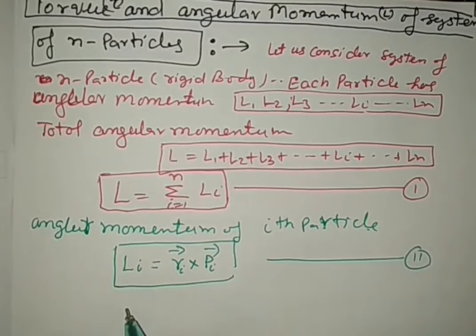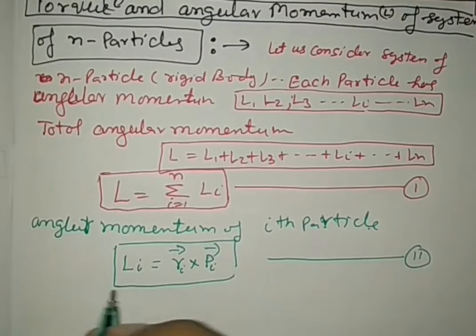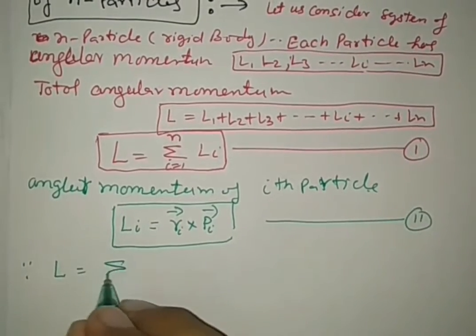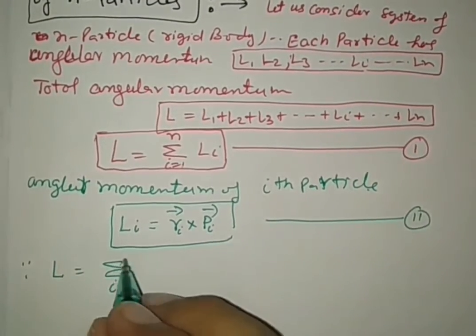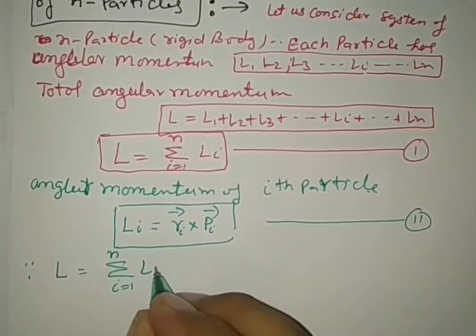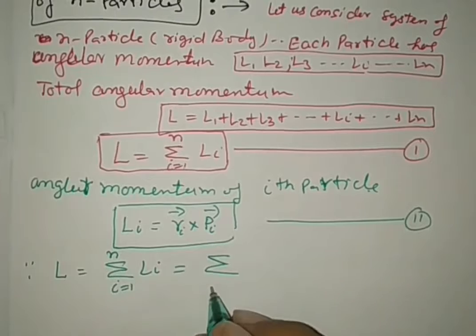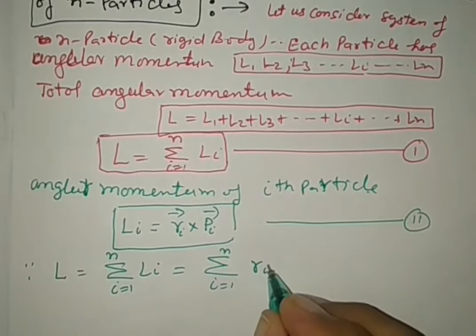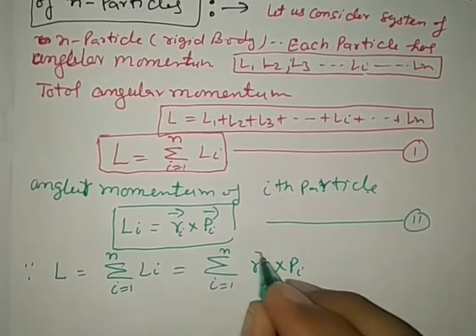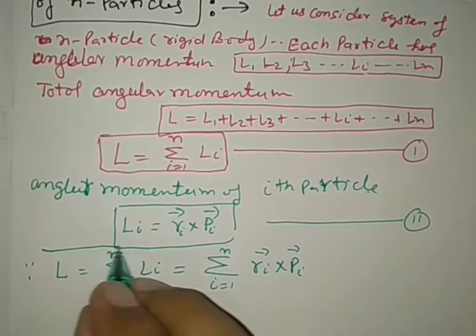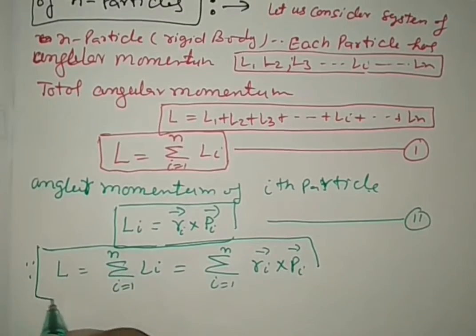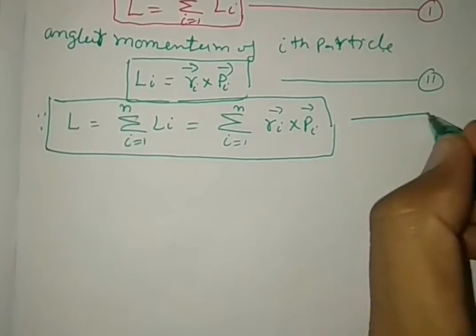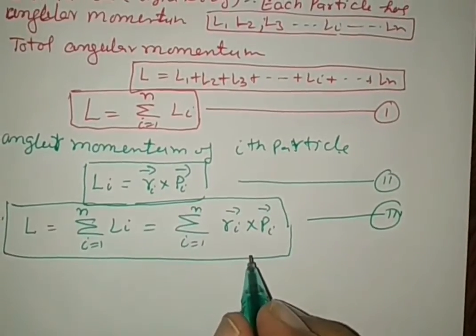This equation can be proceeded further. Since total angular momentum is equal to summation i equal to 1 to n of Li, then we may write summation i equal to 1 to n, in place of Li we may write Ri cross Pi. It can be written in this form also. In the first equation we are putting the value of Li and represent it as equation number 3.